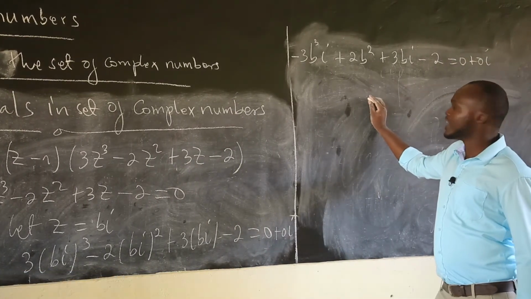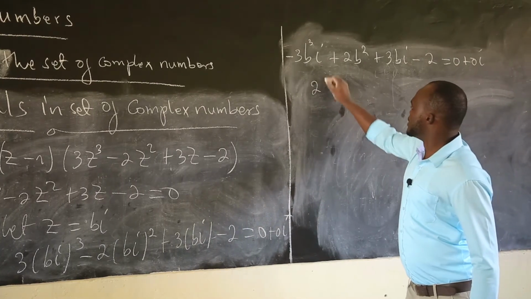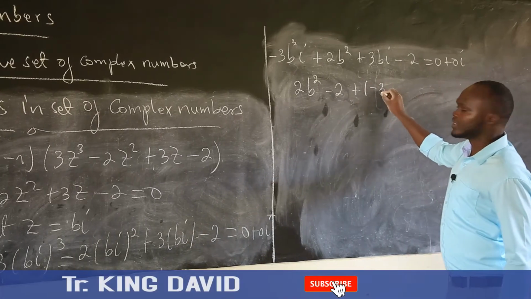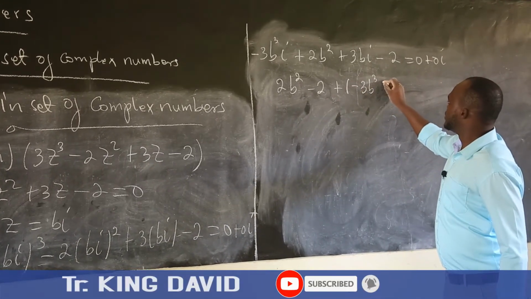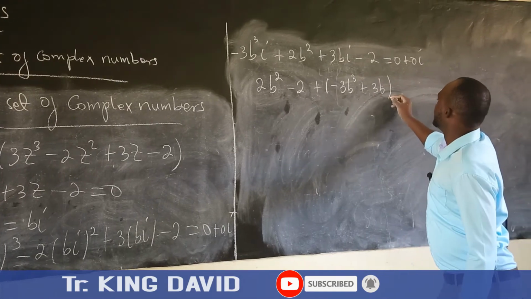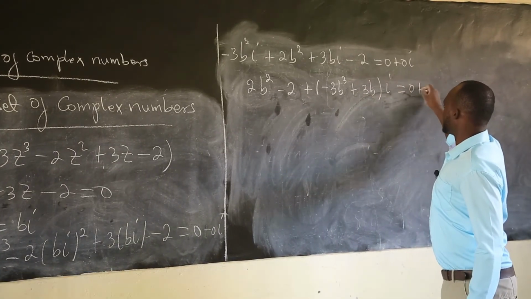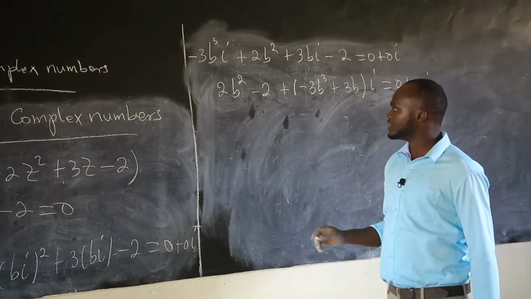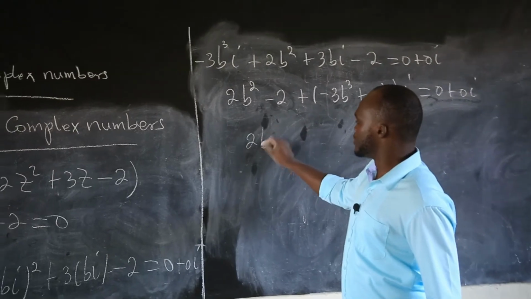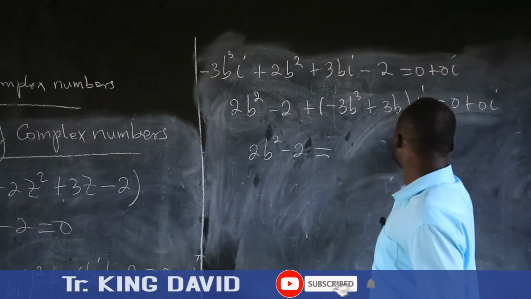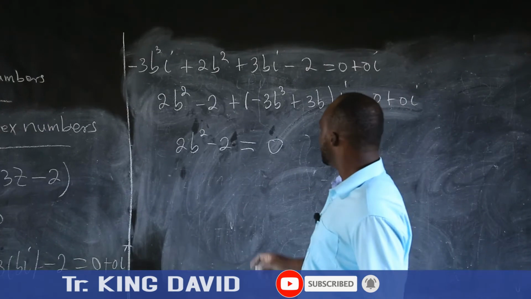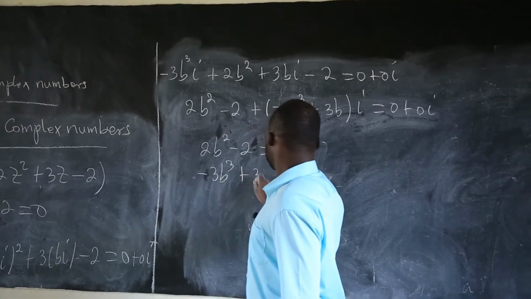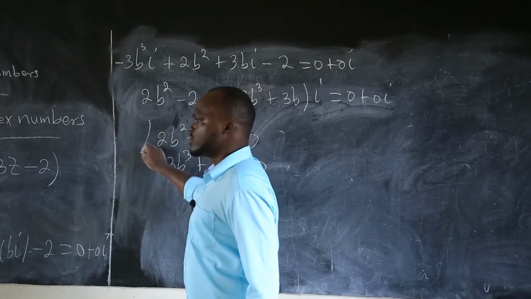So I put one part together and the other part together. So that is 2b squared minus 2 plus negative 3b^3 plus 3b i equals 0 plus 0i. So we have two parts, the real part and the imaginary part. For the real part, 2b squared minus 2 will be equal to 0. For the imaginary part, negative 3b^3 plus 3b equals 0. So we have two equations.